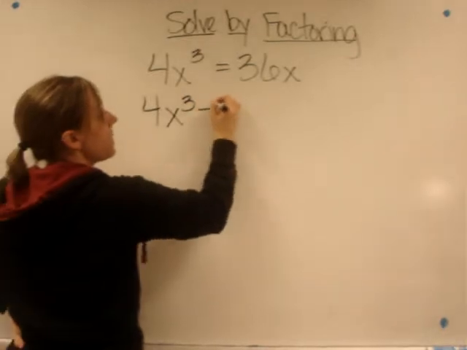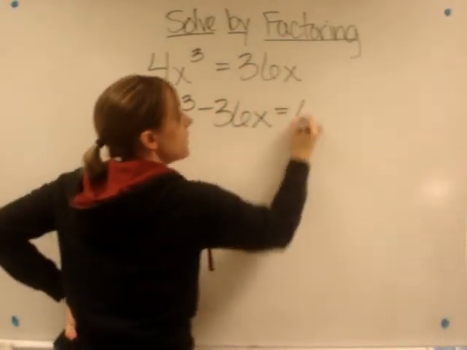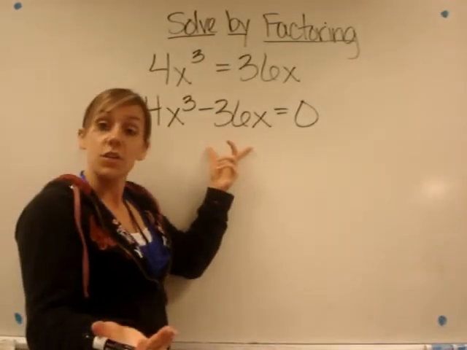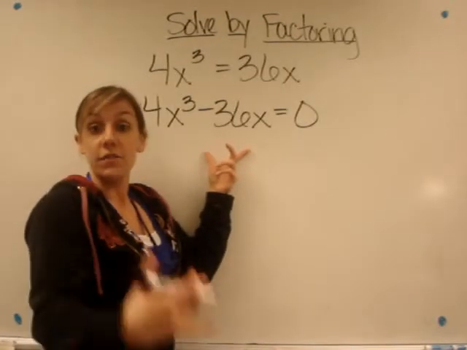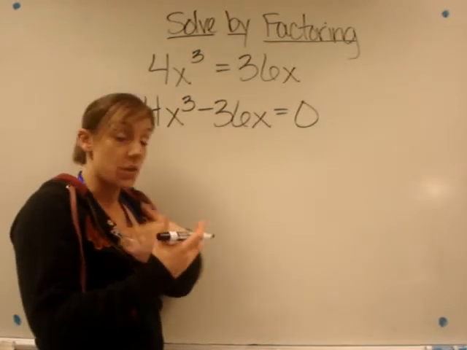4x to the third minus 3x, and so that equals our 0, okay? Then we could use our calculator. You might not have a graphing calculator with you, so we have to go to the factoring, which is step 3 anyway. So again, we go through our flow chart.